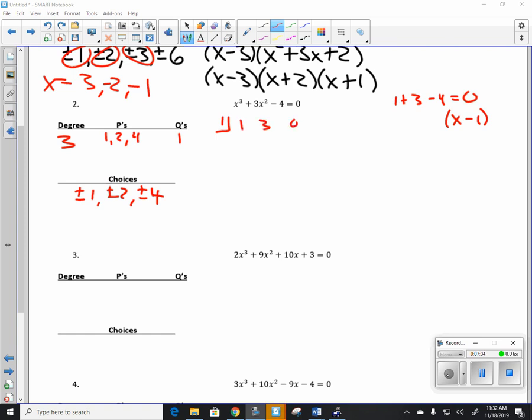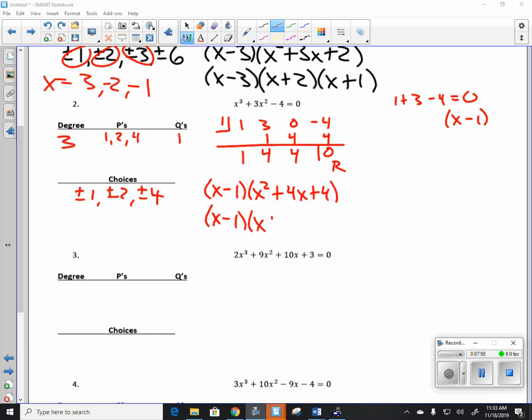1, 3, 0, negative 4. Drop the 1, multiply, add, multiply, add, multiply, add. So it factors to x minus 1 times x squared plus 4x plus 4. And I saw a lot of people factor it to get x plus 2 times x plus 2. Just one small thing, when you do list your solutions, please list 1, but then please list negative 2 twice. That shows that it's a double root, because that will behave differently with the graph.